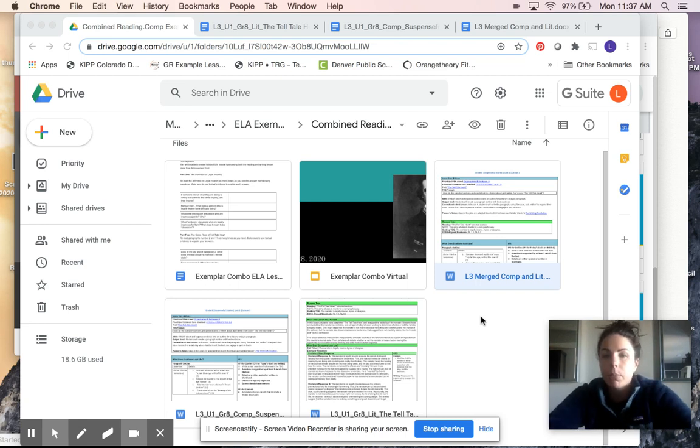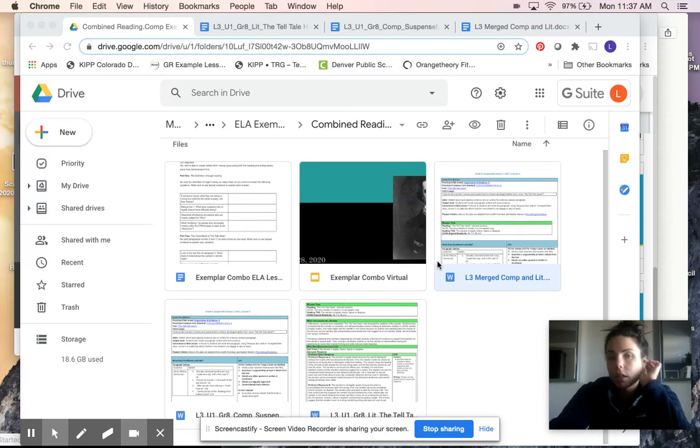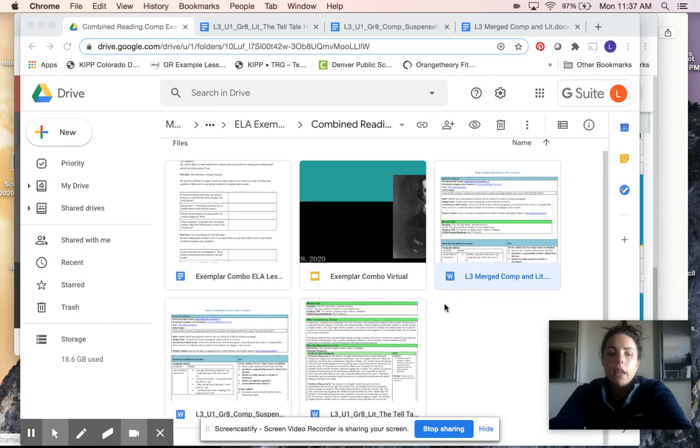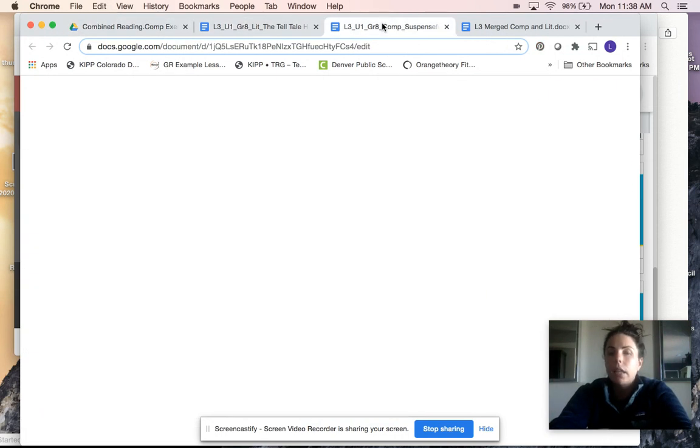So, I want to point out a couple things I'm thinking about when I'm merging the lesson. First off, in the ELA exemplar lessons, combined reading and writing, you're going to find this is literally where I planned everything a few weeks ago. You'll see at the bottom this is the original lesson 3, unit 1, grade 8. That's the original comp lesson, and then here's the original lit lesson. I put them up side by side and they're just in Google Docs. And then I literally just start pulling from them.